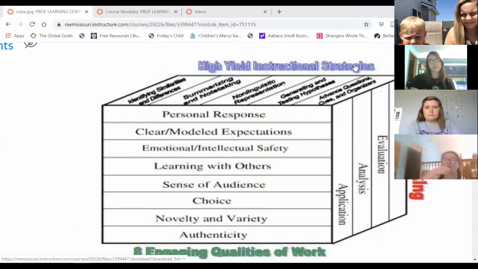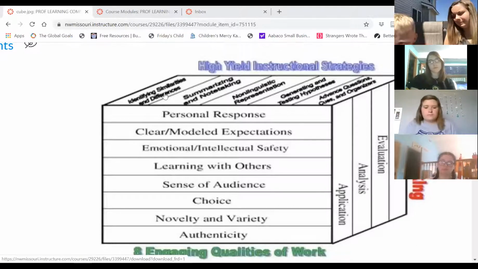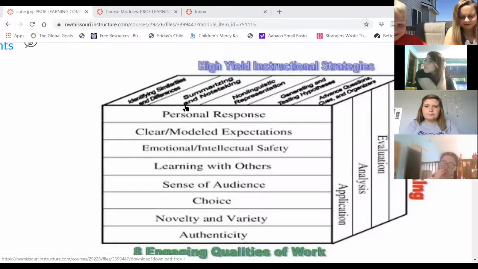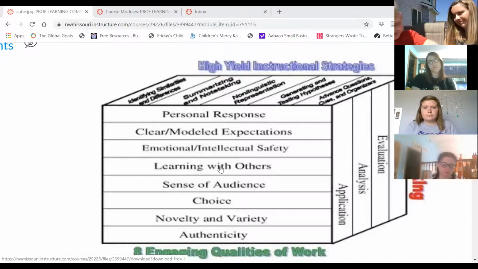I looked at a high yield instructional strategy on the top of the cube, and that was identifying similarities and differences. One thing I really wanted them to do is look at the differences between the 1920s and the 1930s. So I took that off the top of the cube. I also said I wanted them to learn with others. So I want them to hear the selections that I'm reading, and identify similarities and differences, but I want them to do that with a partner. And so the engagement area in that is learning with others from Schlechty's work.